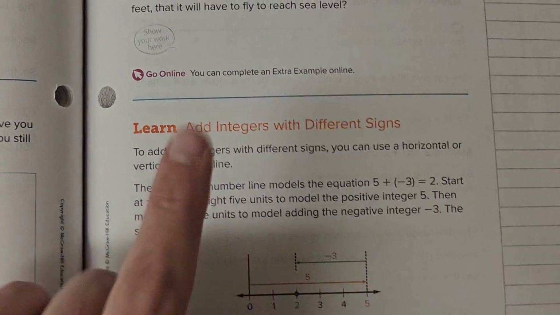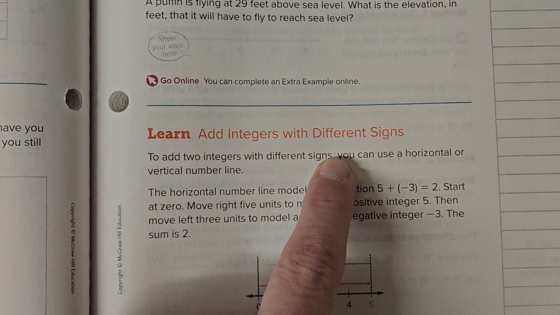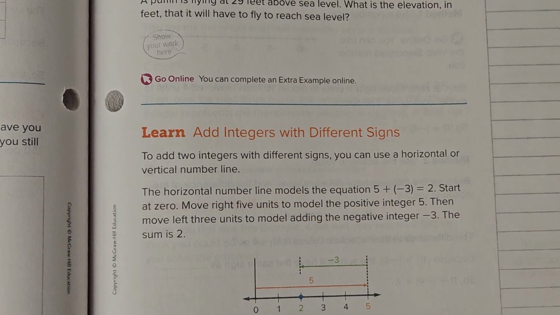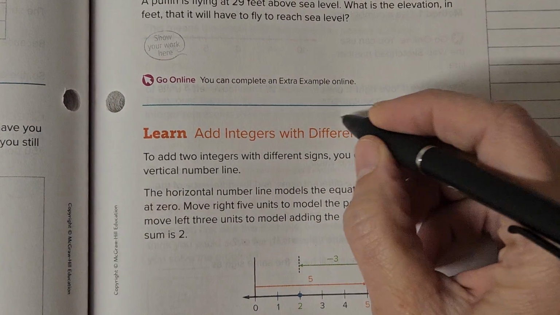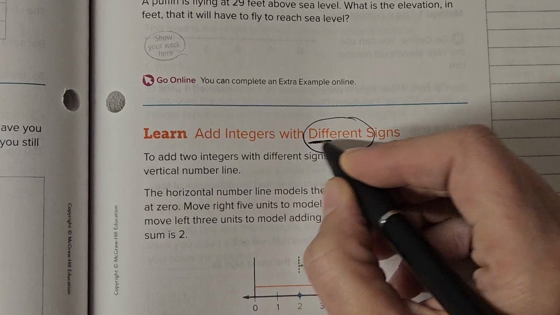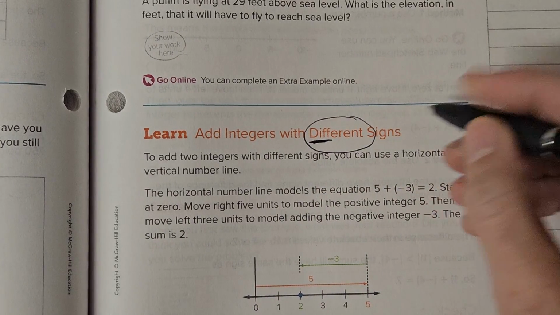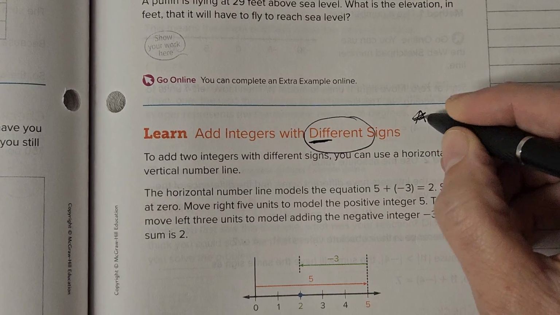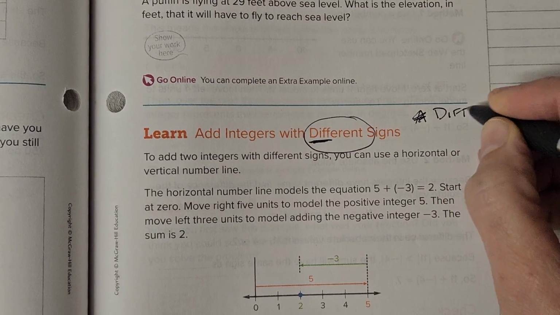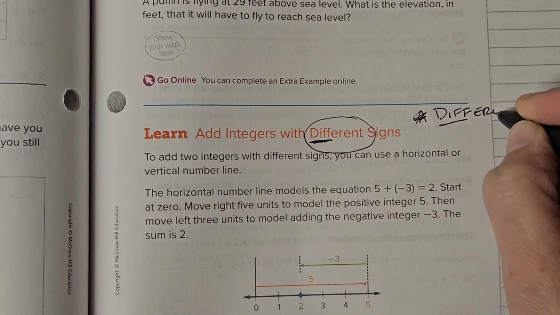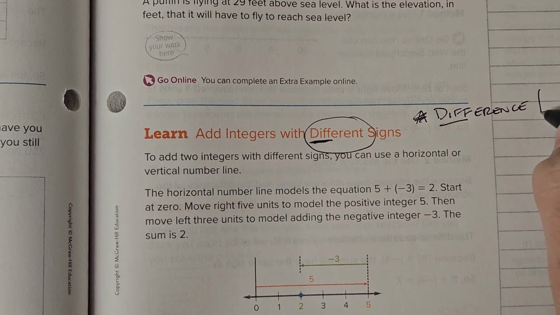Then you're going to have to add integers that have different signs. So there's a slightly different rule here. If they have different signs, then we find the difference of their absolute values. So here we need to not add, find the difference of their absolute value.